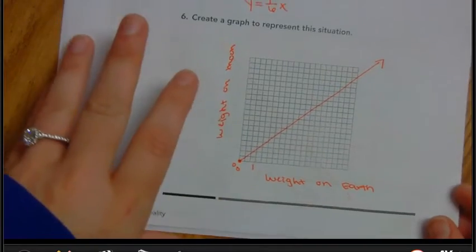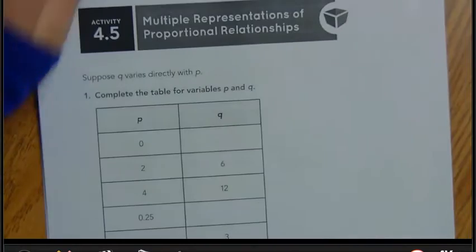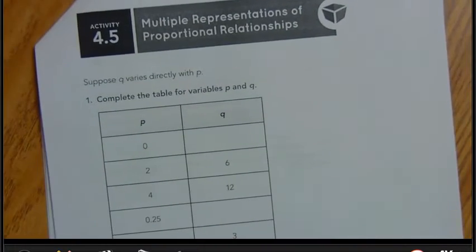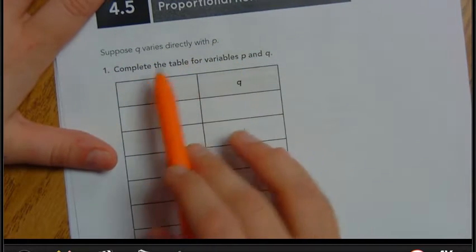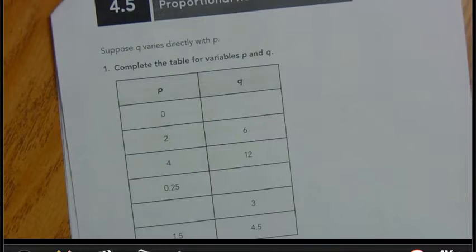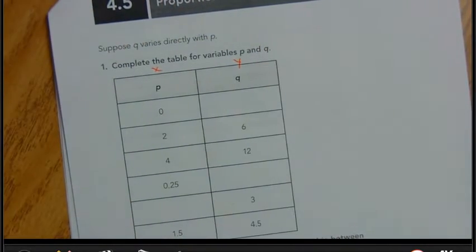Okay. All right, and let's try the last one, 4.5. Multiple representations of a proportional relationship. All right, so I'm going to suppose that Q varies directly with P. Complete the table for variables P and Q. All right, meaning usually they're X and Y. They just gave us two different letters this time.